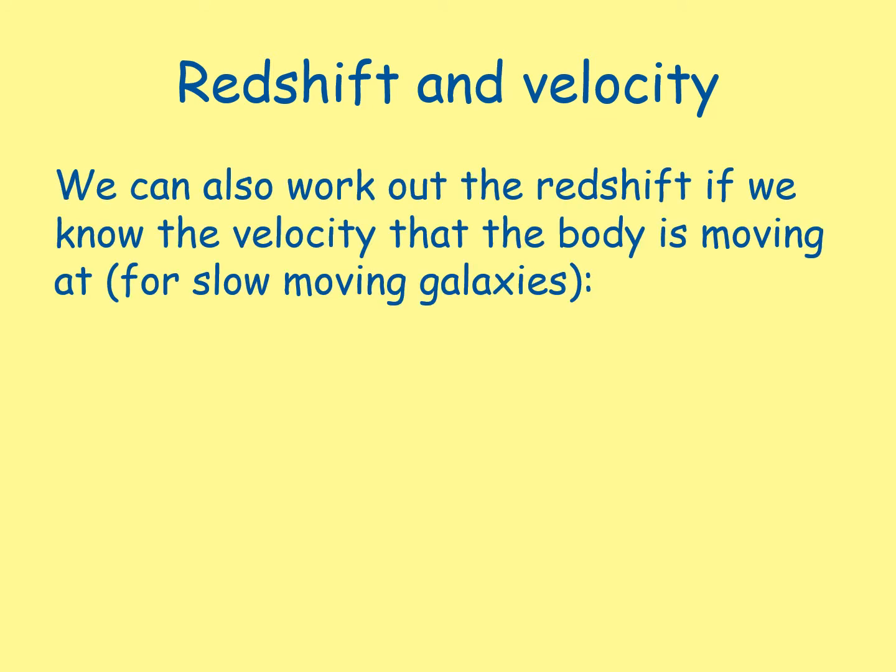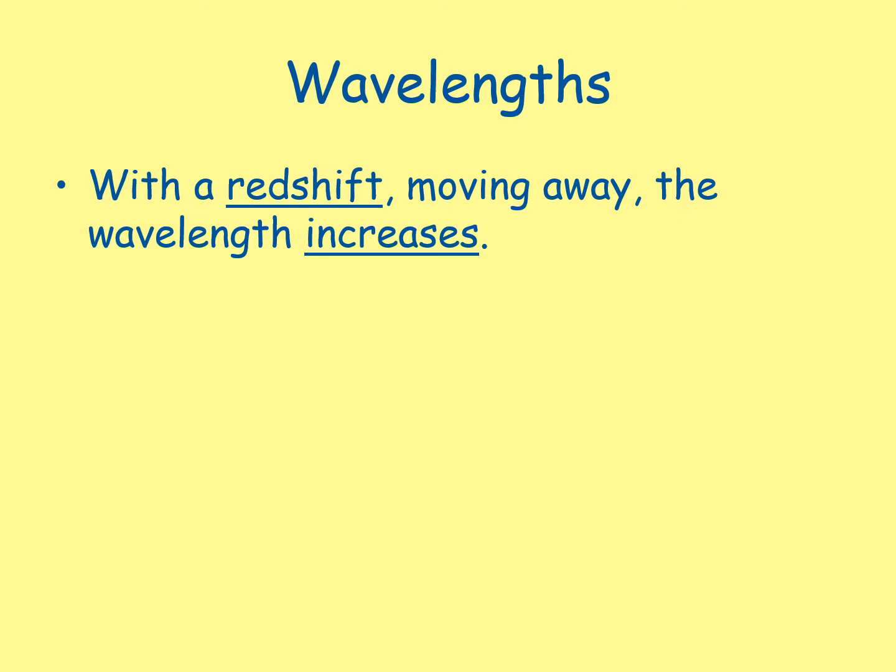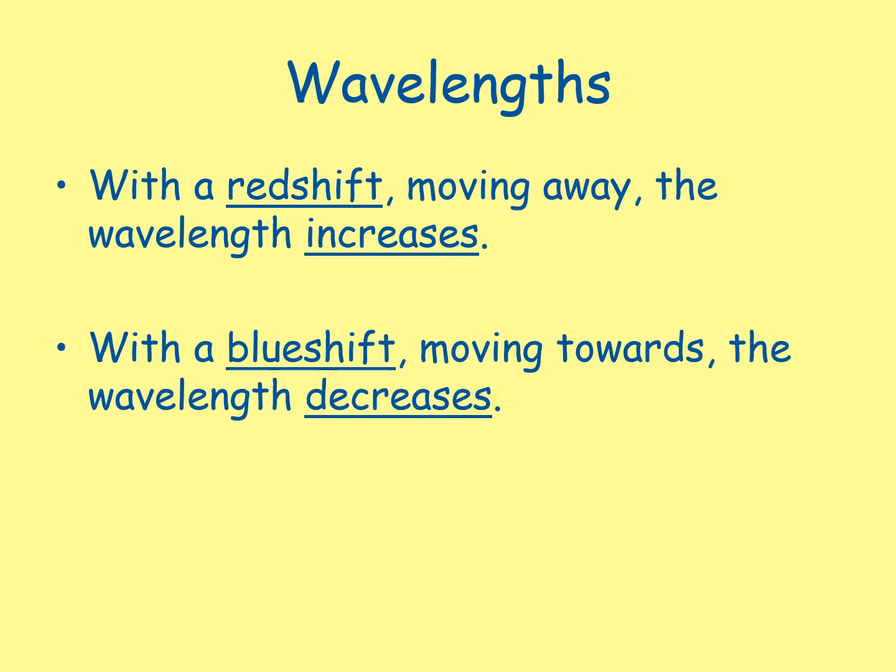Redshift and velocity. We can also work out the redshift if we know the velocity that the body is moving at. For slow-moving galaxies, we use the equation Z equals V over C, where V is the velocity of the galaxy and C is the speed of light. Wavelengths. With a redshift, moving away, the wavelength increases. With a blue shift, moving towards, the wavelength decreases.